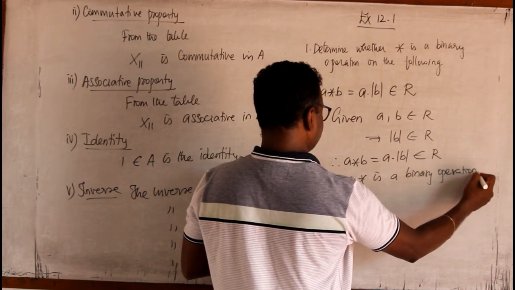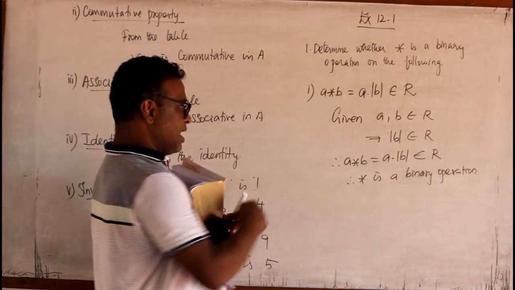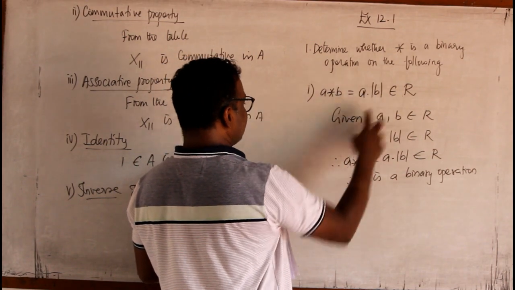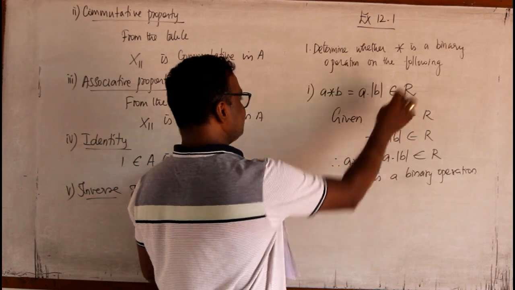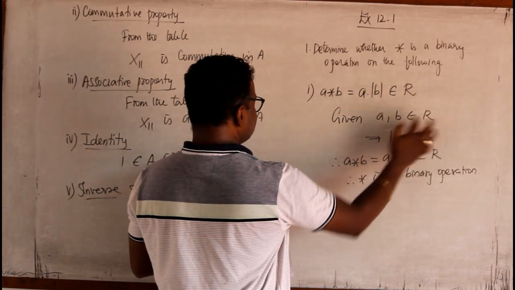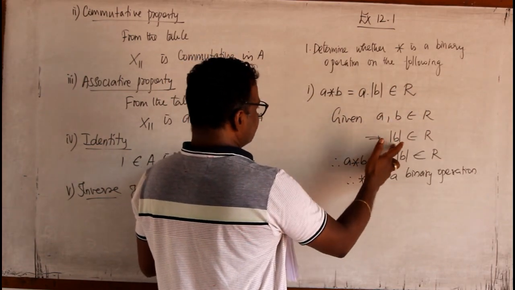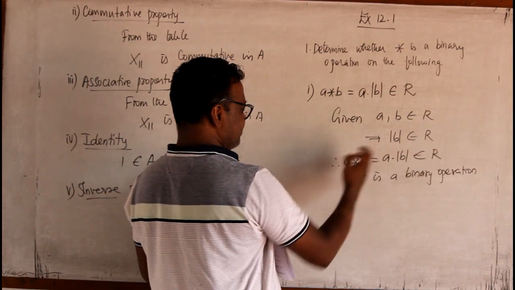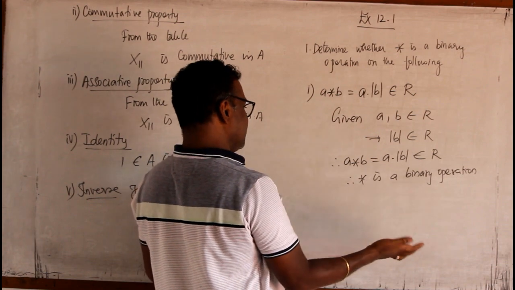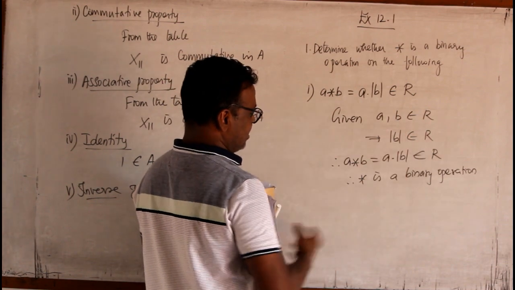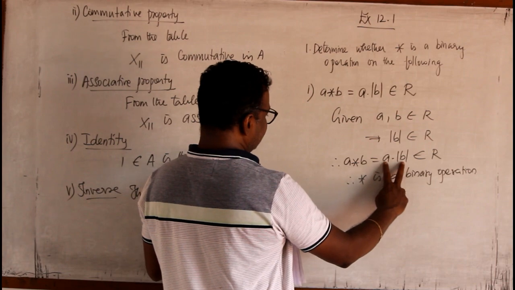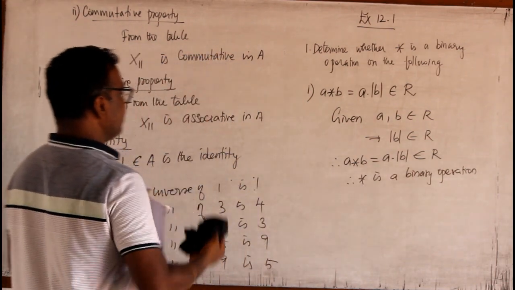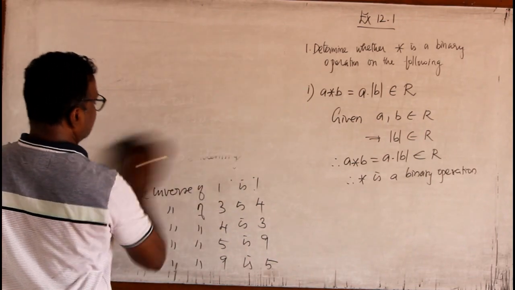Are you able to follow? When I operate these two numbers, I must get A into modulus of B, and the result must be in R. So if I take A and B in R, and we know modulus of B is also in R, because modulus of B may be negative, may be positive, both negative and positive will be in R. So A star B is A into modulus of B, definitely the result will be in R. Therefore star is a binary operation on R.